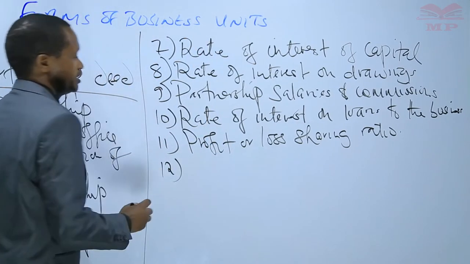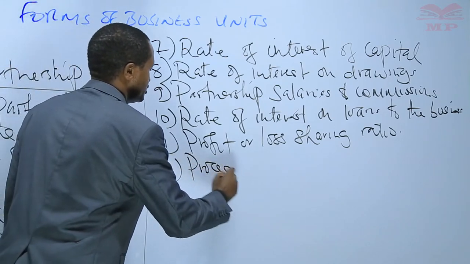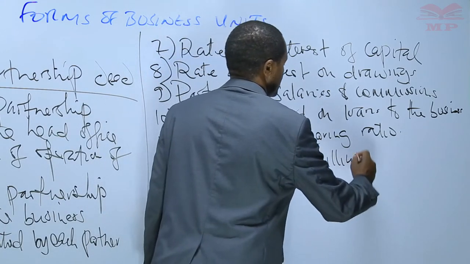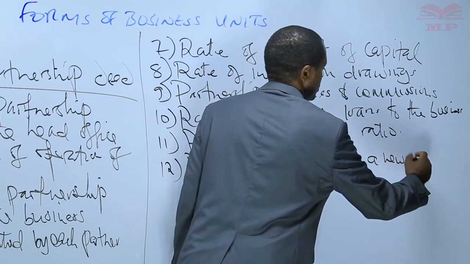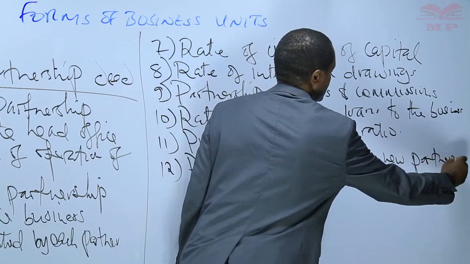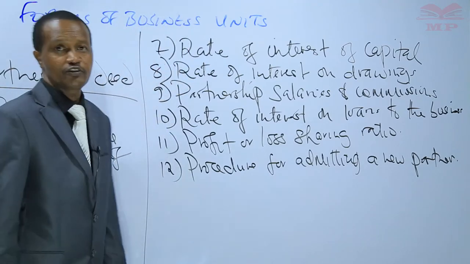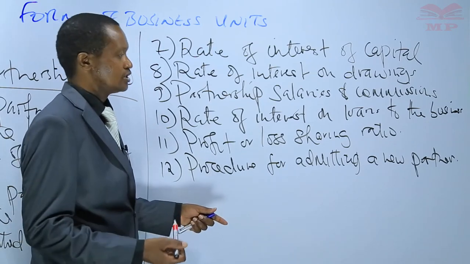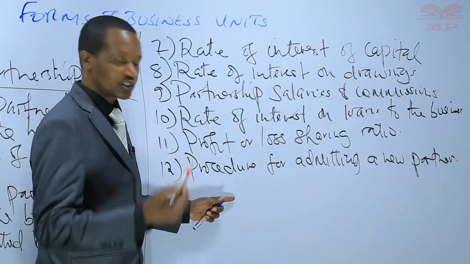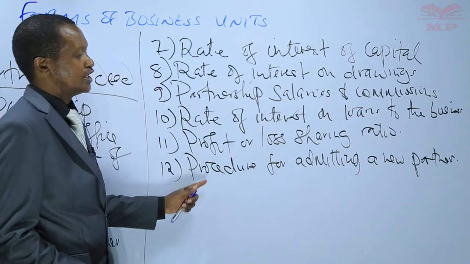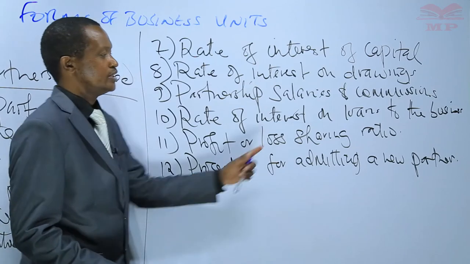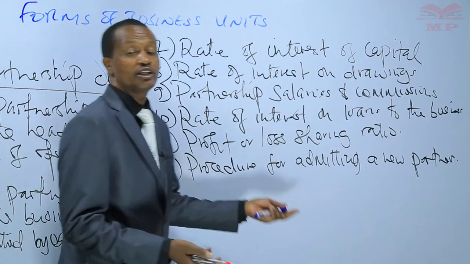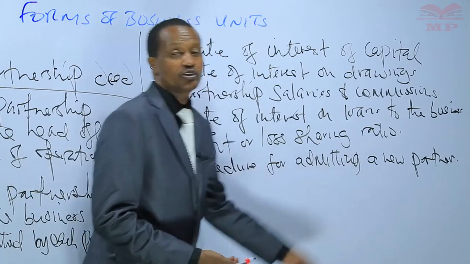Number 12 is the procedure for admitting a new partner. There may come a time in the life of the partnership that the partnership would want to bring in new members, new partners. How is that to be done? There has to be a procedure for admitting a new partner. Will the new partner pay goodwill or not? Or if goodwill is to be paid, how much will the new partner pay, and so on.